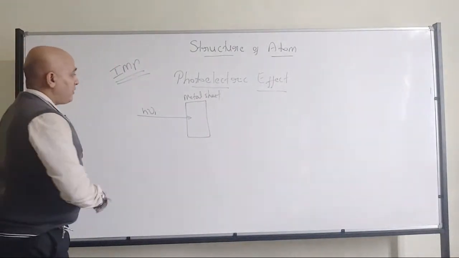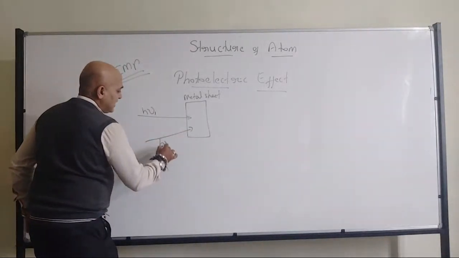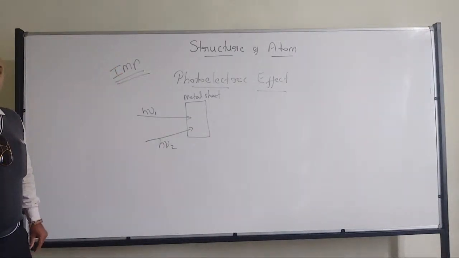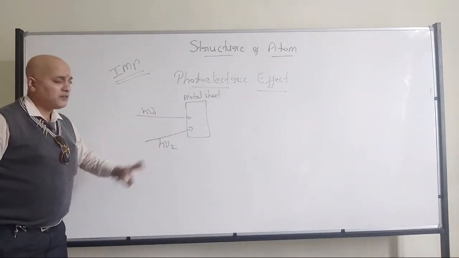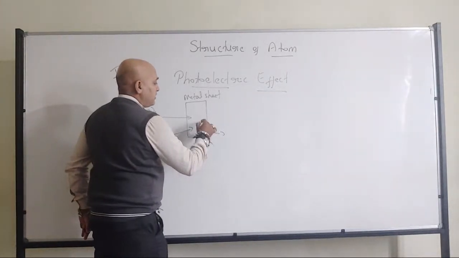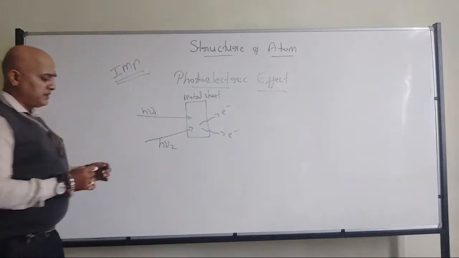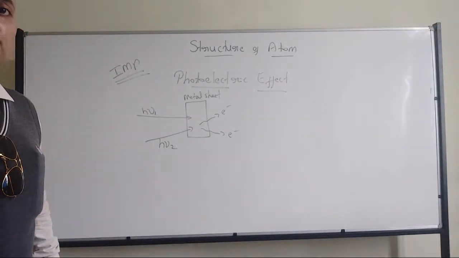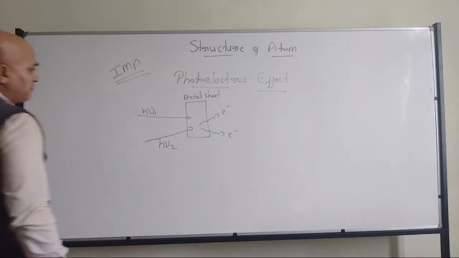Now, when I put another radiation, that is h nu naught, I will disconnect this and expose this metal sheet to another radiation. Now they have observed there will be ejection of electrons from the metal surface. So there will be ejection of electrons from the metal surface.